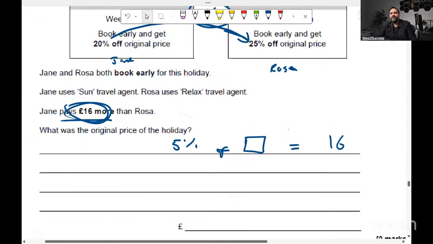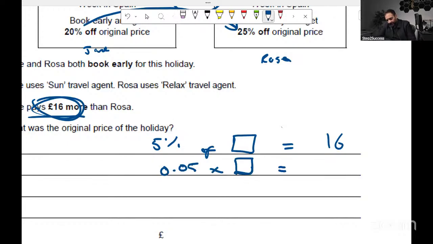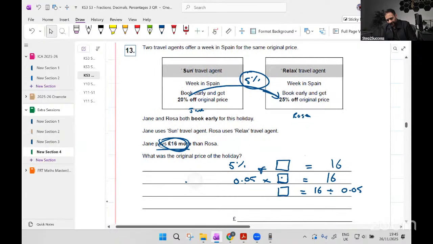Okay, so I want to use a calculator for this. This as a decimal is 0.05. And when you do "of" in maths, you're multiplying. So we're saying that 5% of that holiday, which is the saving that one person got, earned them a £16 saving in reality. So using that, we should be able to work out the original price of this holiday by doing 16 divided by that 5%. Or 16 times 20. That can't be right. It's only £320.